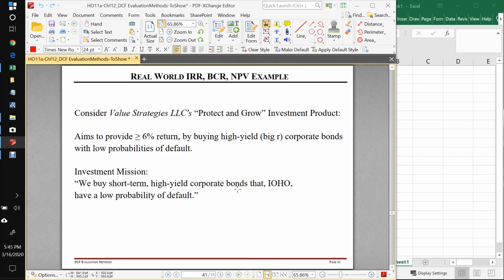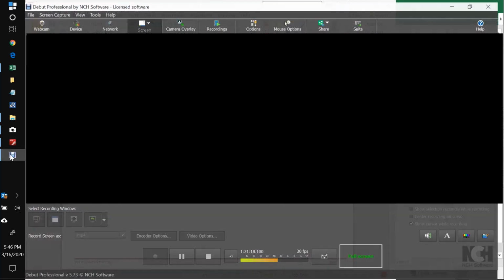So I'm going to pause here, and then we're going to pick up in a second with a real world example. And we'll solve this example, this analysis, should we buy the bond example, using IRR, BCR, and NPV. But let's take a little break right here.